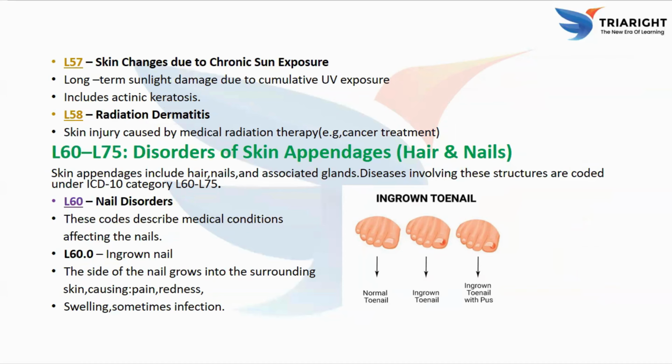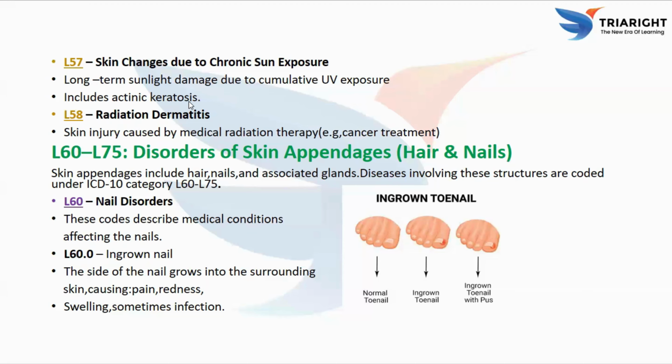Next coming to L58, radiation dermatitis. So what is radiation dermatitis? It is skin injury caused by medical radiation therapy. Whenever during cancer treatments you undergo medical radiation therapy, and many chemotherapies, right? Whenever skin is exposed to radioactive chemicals or radioactive metals, you experience this radiation dermatitis. Whenever radiation dermatitis is diagnosed, you have to assign the code L58.